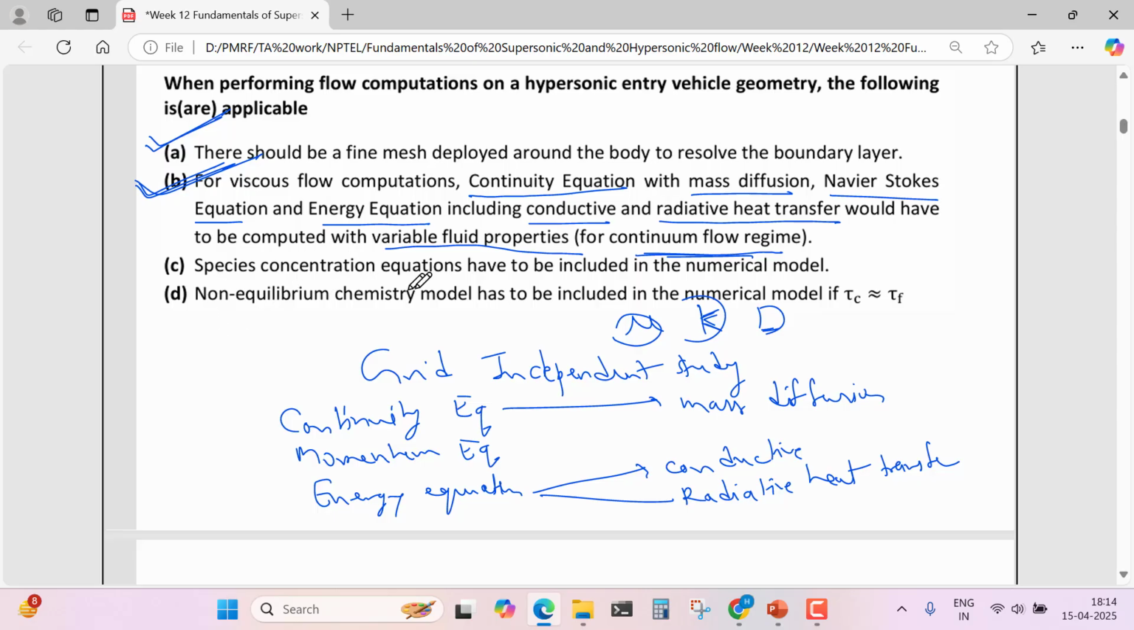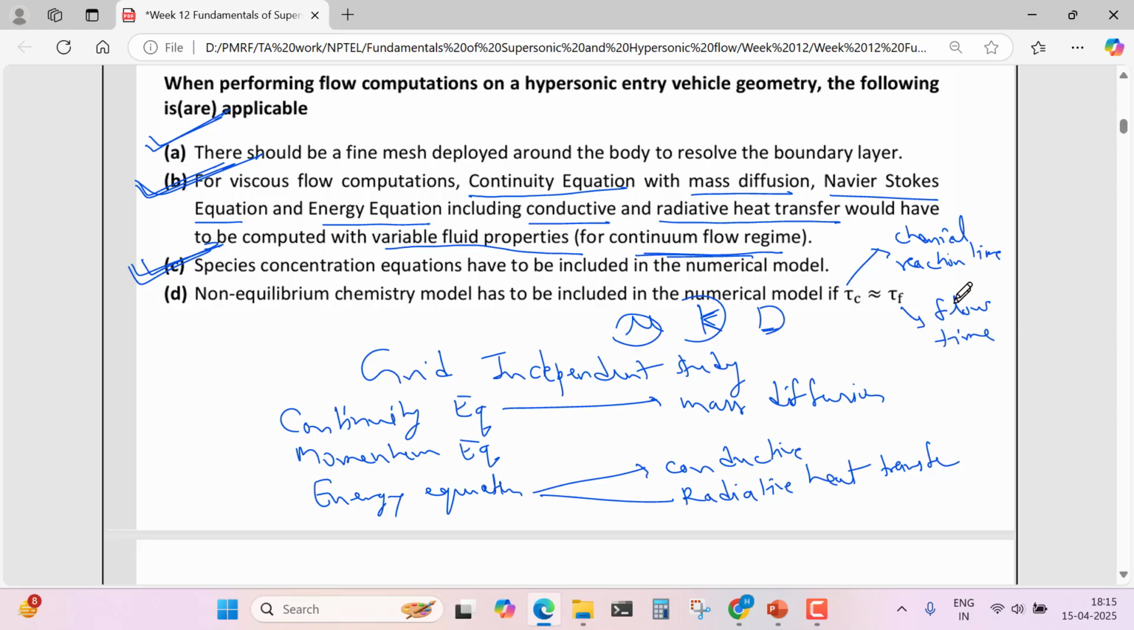Often, species concentration equations have to be included in the numerical model, as there are multiple species, so we have to use the species concentration equation also. This is also true. And often, a non-equilibrium chemistry model has to be included in the numerical model if tau c is approximately equal to tau f. This tau c is the chemical reaction time and this tau f is the flow time.